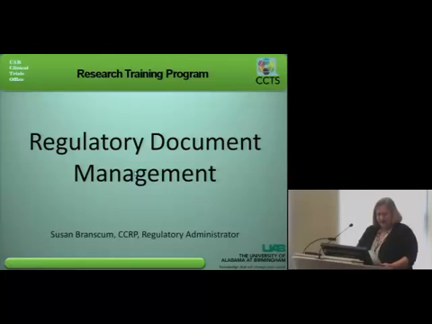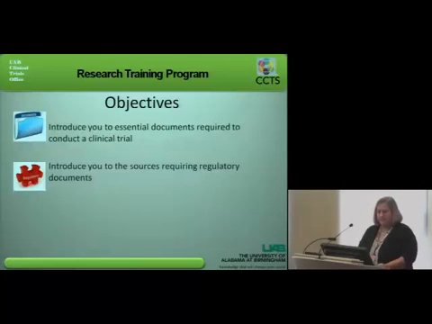Welcome to training on regulatory document management, to help you comply with federal regulations and international guidelines regarding the regulatory or essential documents you must establish for each clinical trial. The objectives today are to introduce you to the essential documents required to conduct a clinical trial and to introduce you to those sources requiring regulatory documents.